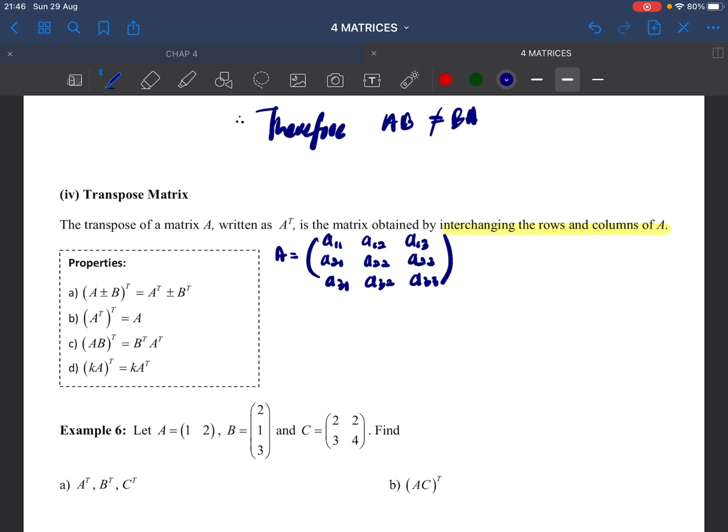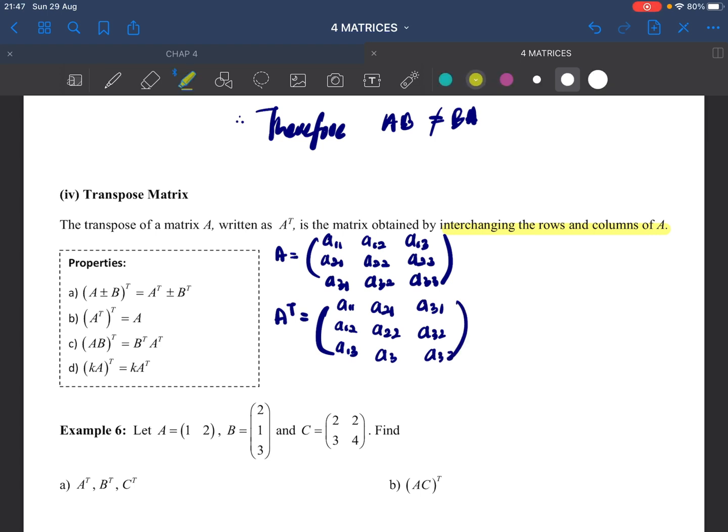So, bila dia minta transpose, kita tulis dia sebagai A transpose. Apa yang kita akan buat ialah kita akan change yang row menjadi column. Okay, so that means kita akan dapat A11, A12, A13 akan duduk di sini. Okay, so row ini akan jadi column. So we will have A21, A22, A23 and A31, A32, A33. Okay, so change row kita menjadi column. Change row yang ini menjadi column yang ini. And change row yang ini menjadi column ini.